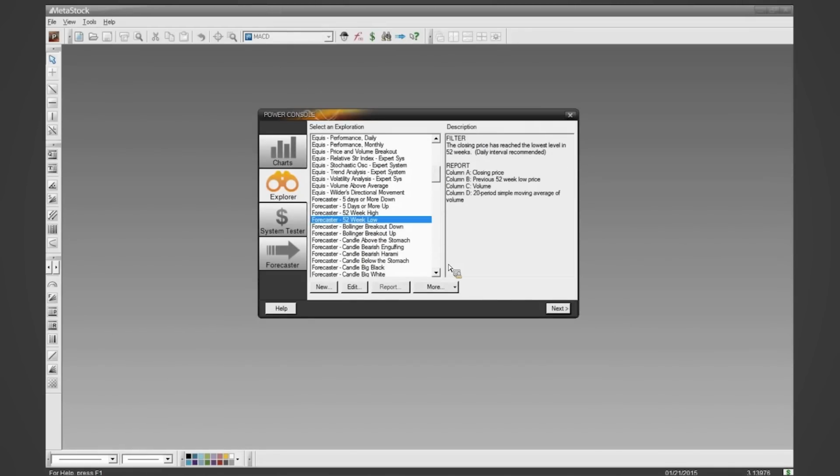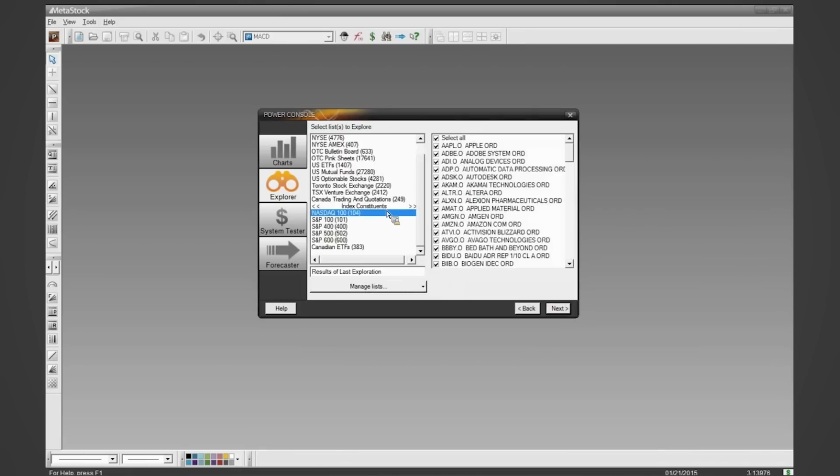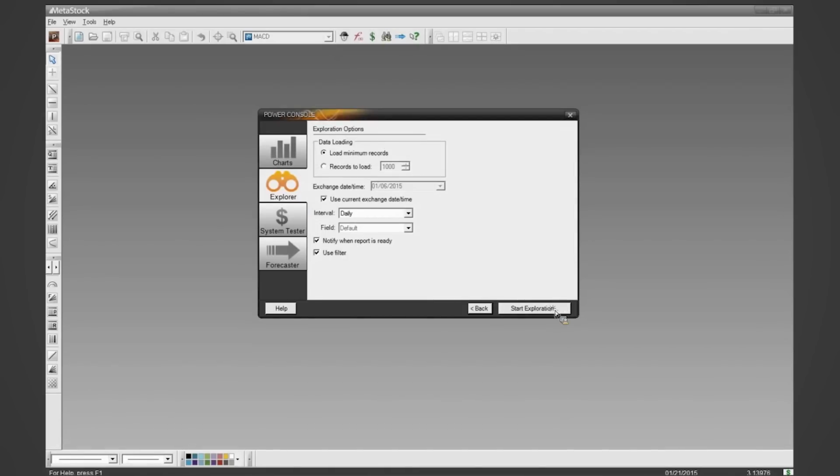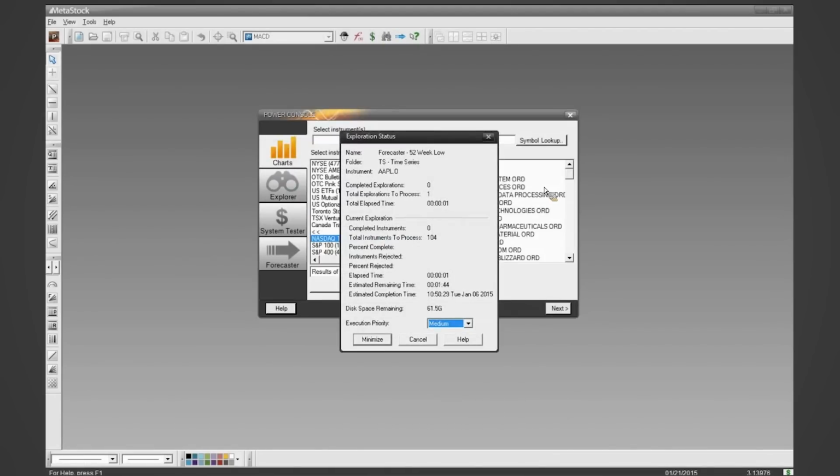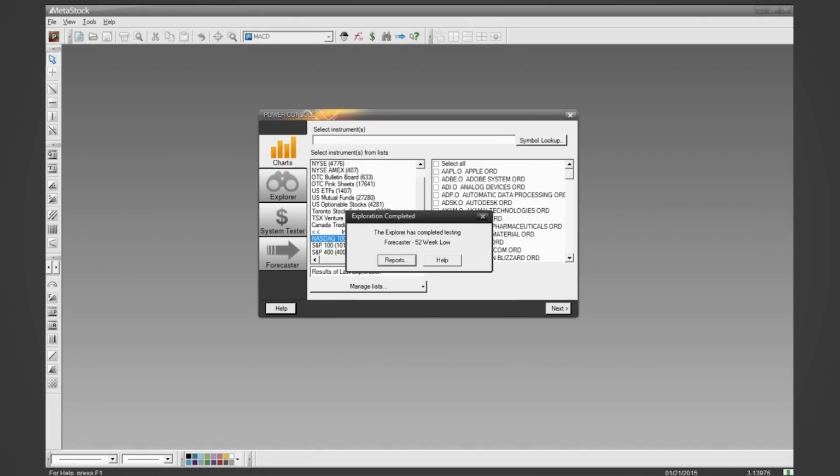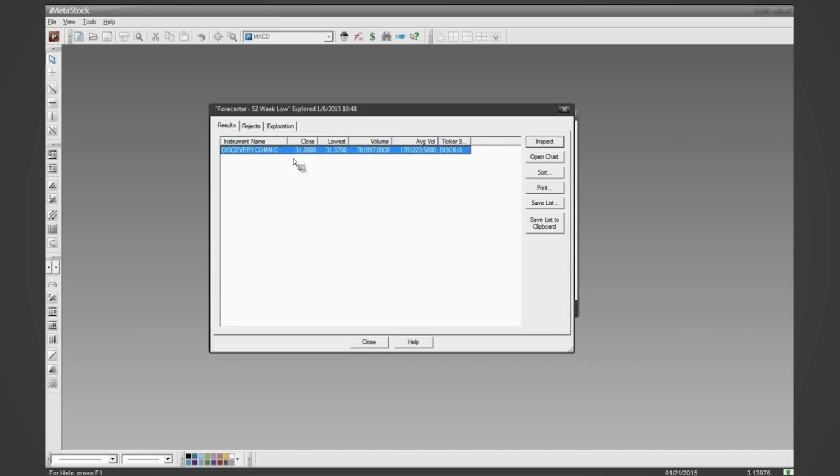Let's say a 52-week low. Let's see if we can find any stocks at a 52-week low. We'll do the NASDAQ 100 again as our scan. And we'll just have it quickly look through that list and identify if there are any stocks at their 52-week low in the NASDAQ 100. Okay, so we have our report there, and we do actually have one that is at its 52-week low.